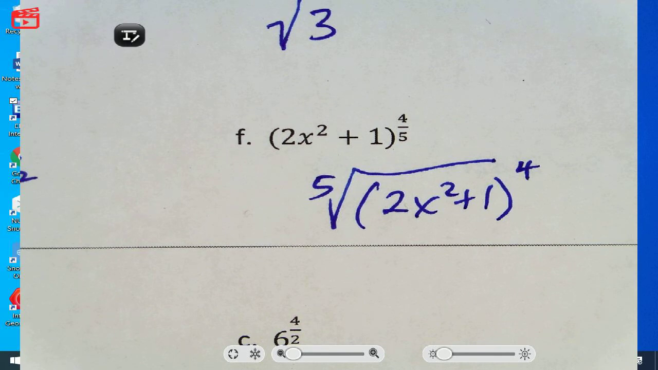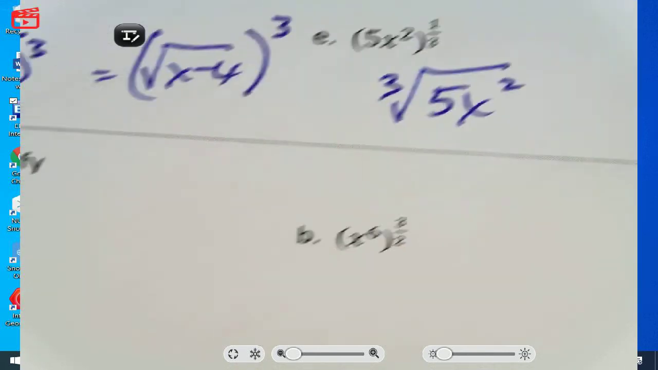Darn. The back doesn't look fun either. Numbers in math. Awful. Simplify.